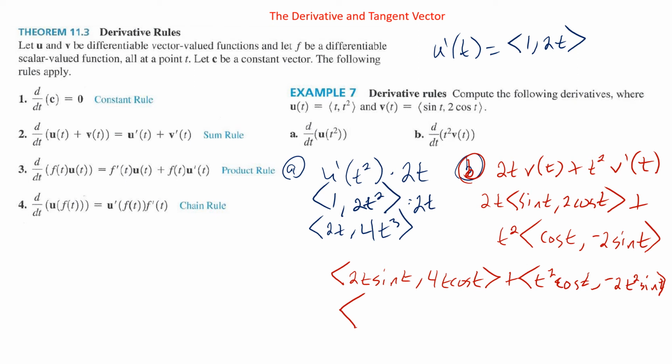So we have 2t sine t plus t squared cosine t, comma 4t cosine t minus 2t squared sine t. And so that would be our vector in just one vector. And so that is the derivative. Those are tangent vectors, tangent lines at any given point along our vector. Some of these, like this last one we did, could make a very interesting graph. That could be pretty crazy looking.